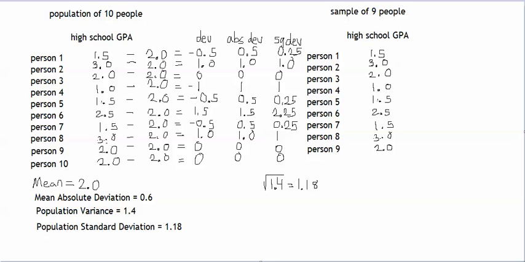That won't always happen. If the sample mean came out to a different number, you would have to subtract each of these by that number. For example, if the sample mean came out to 3, we would subtract each of these by 3. We don't automatically use the same mean that we use with the entire population. But since the sample mean did come out to 2, we'll subtract each number by 2.